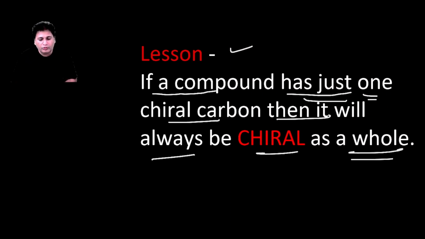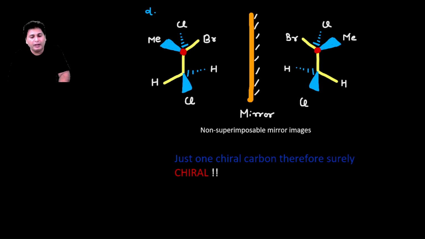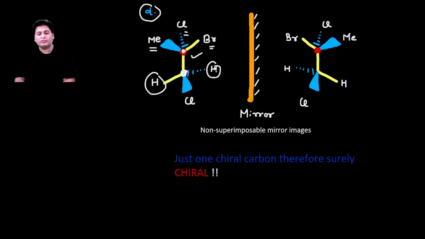Now coming on to the next, example number D. Again, you don't have to do much effort provided you have learned the lesson from the previous cases. If you see this carbon, this is a chiral carbon. Why? Because the 4 groups are different: methyl, chlorine, bromine, and this group, CH2Cl. The 4 groups are different, so there is just one chiral carbon. The other carbon has 2 same groups, therefore it is not chiral.